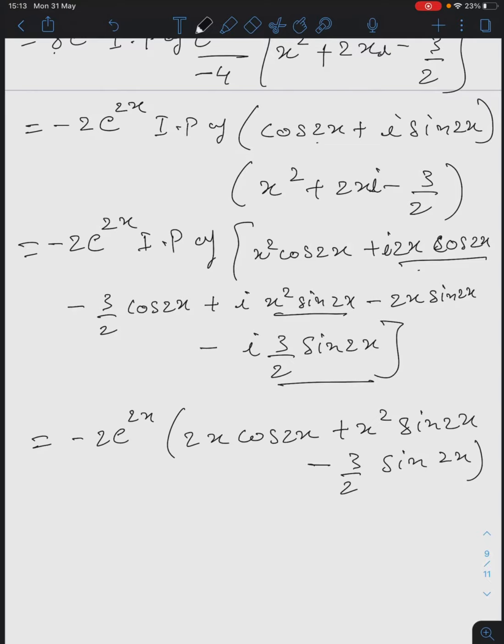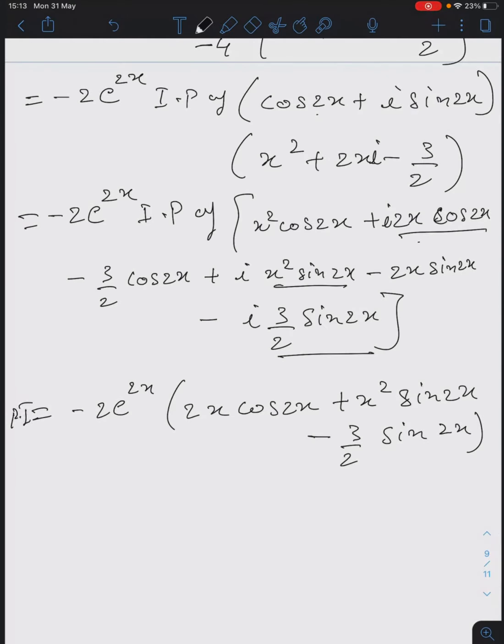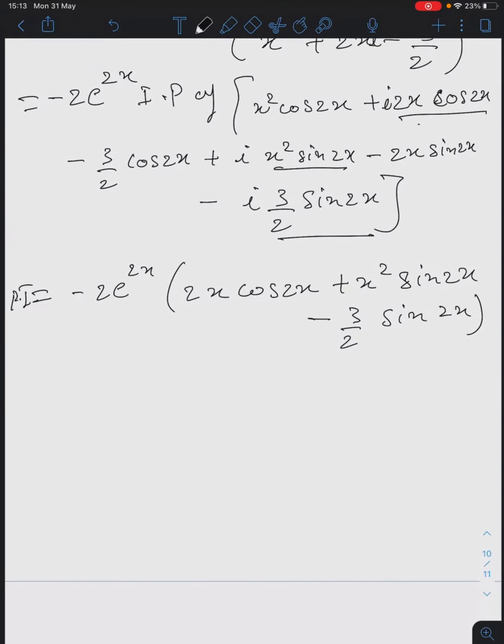This is your particular integral. Hope all of you understood the procedure. Yes, ma'am. Okay, but we are not done yet. The general solution is y is equal to yc plus yp.